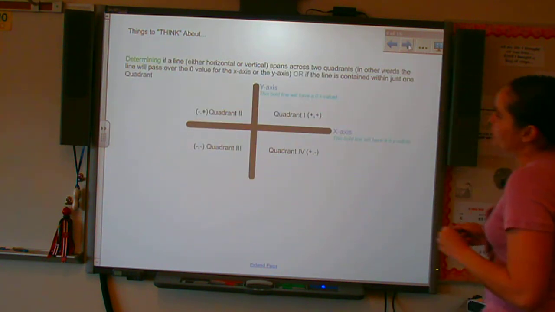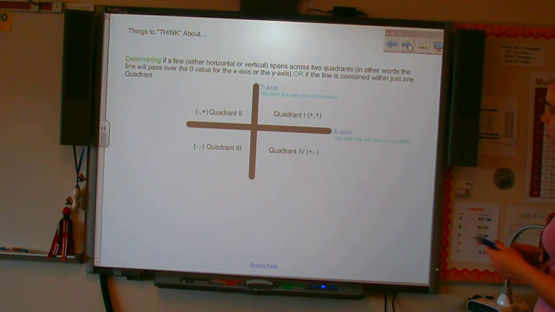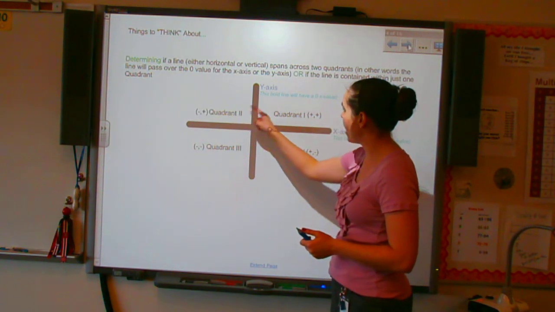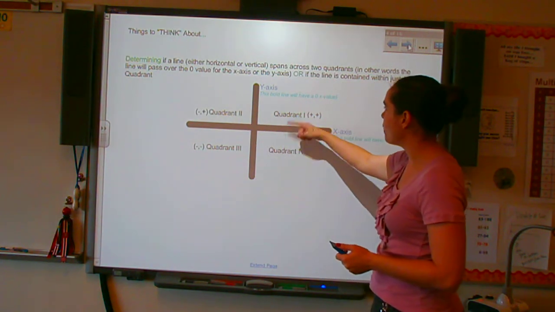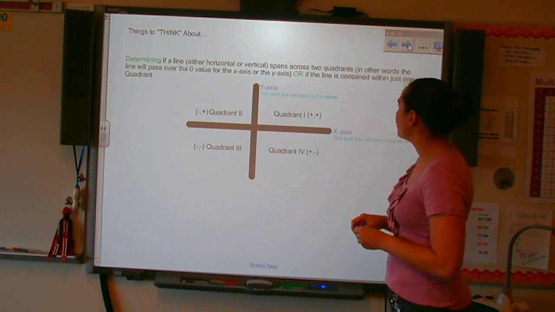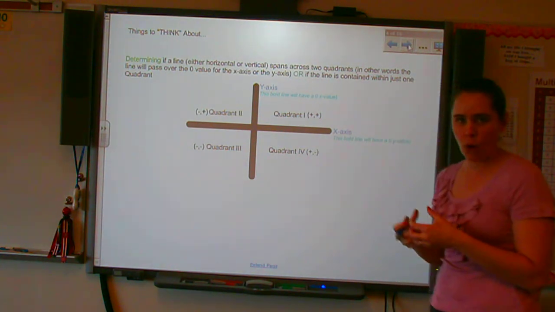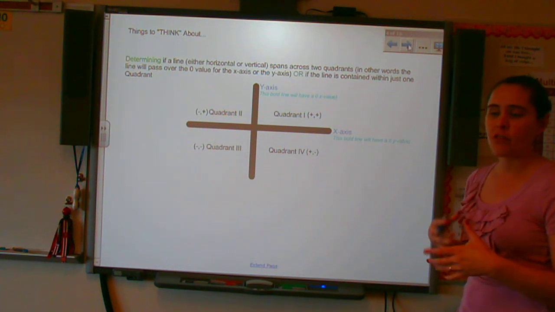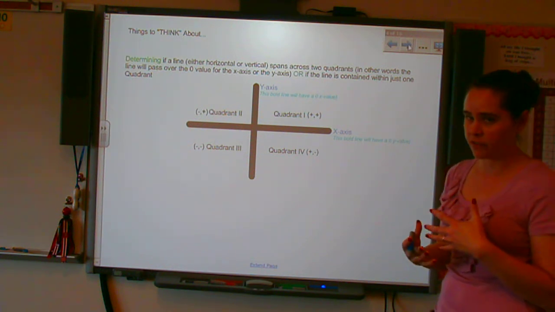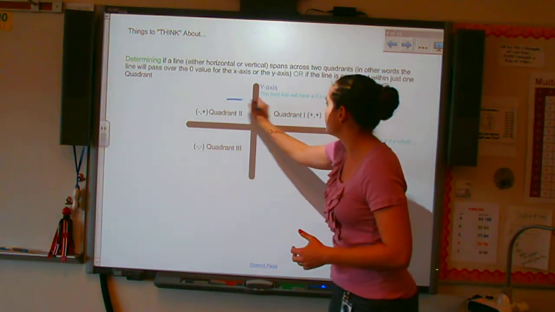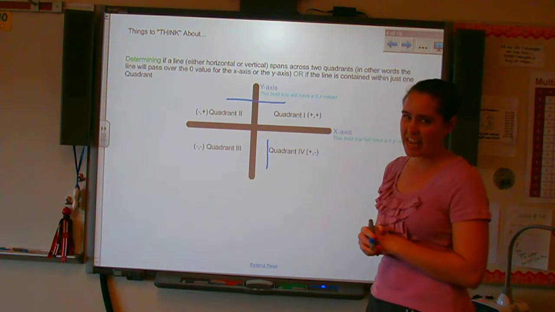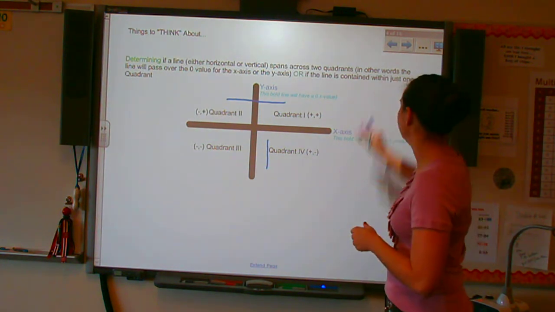Alright, next thing we want to think about is determining if a line, whether it be horizontal or vertical, spans across 2 quadrants. In other words, it's going to pass over my 0 value for the x or my 0 value for the y, or if the line is contained within just 1 quadrant. Because the method for determining the distance between those 2 points will be different if it spans across 2 quadrants or if it's contained in just 1 quadrant.